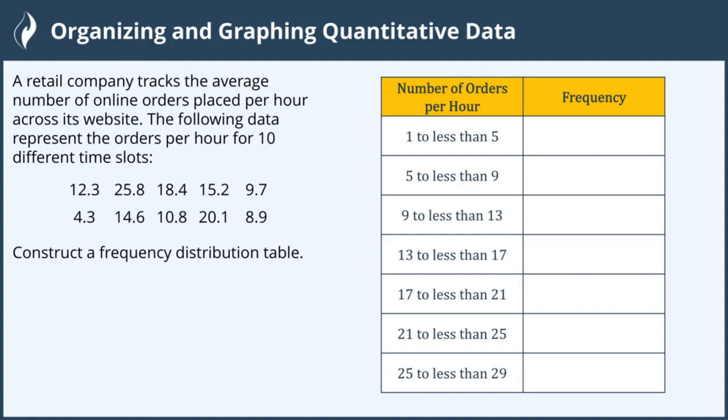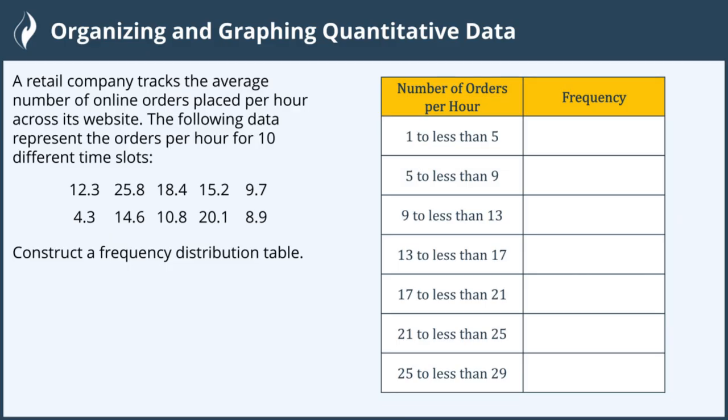A retail company tracks the average number of online orders placed per hour across its website. The following data represent the orders per hour for 10 different time slots. So here are the observations for the 10 different time slots. So what we need to do is to place these observations into the frequency table.